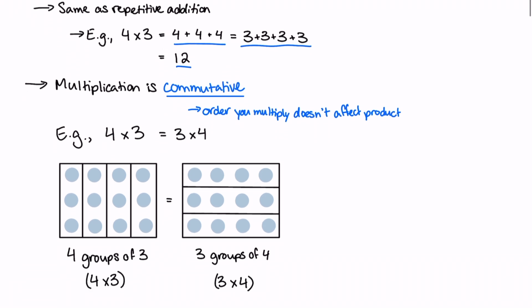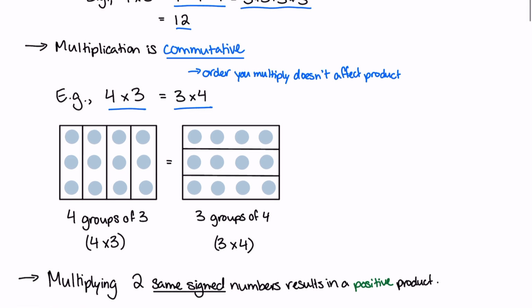Multiplication is commutative. This is one of the properties of multiplication, and that means that the order you multiply doesn't affect your product. So what that means is 4 times 3 is the same thing as 3 times 4. And we can represent this with an illustration. So 4 groups of 3, or 4 times 3, is the same thing as 3 groups of 4, or 3 times 4. And we can see here that in both images, we still have 12 blue circles. So the product isn't affected by the order you multiply.